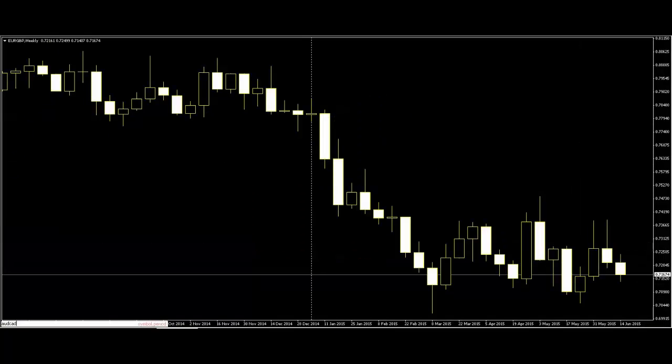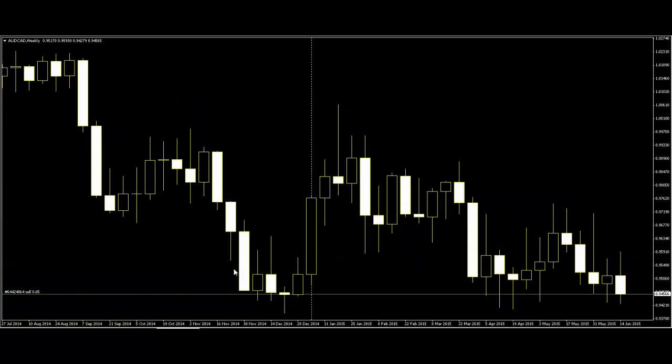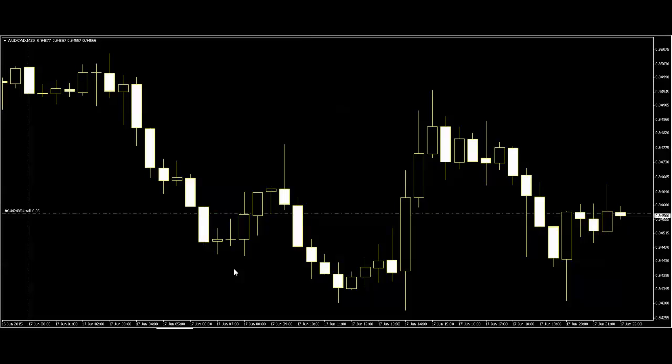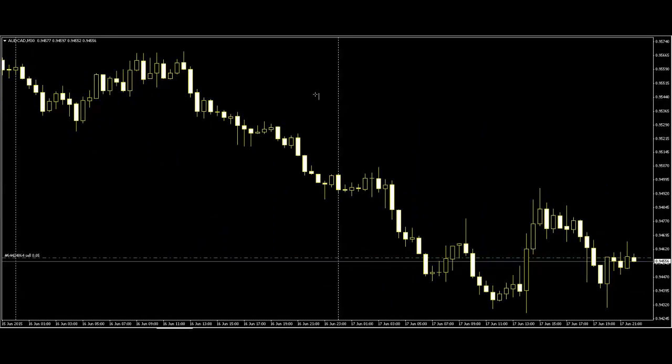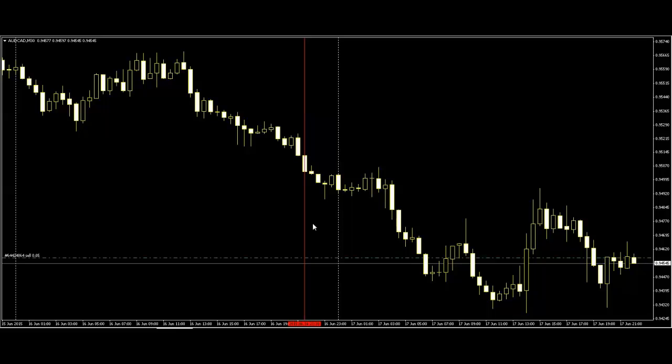look at chart. Australia Canada, 30 minutes here. This bar is entry. This bar close, sell entry. And after that, price goes down.